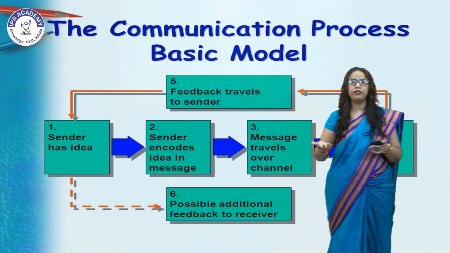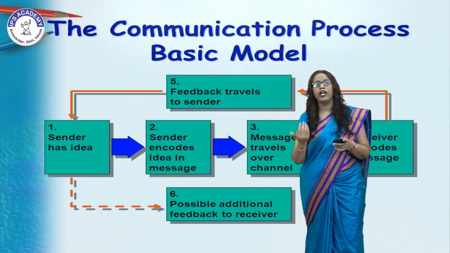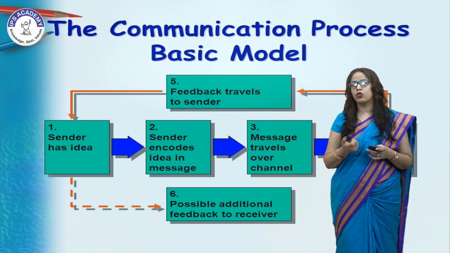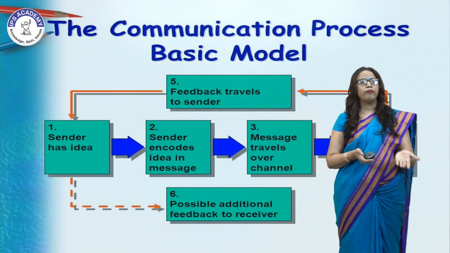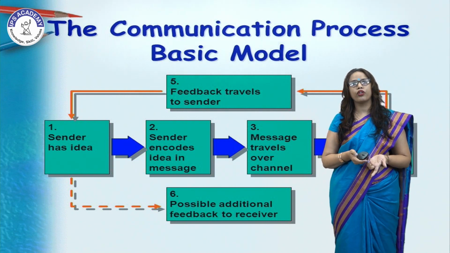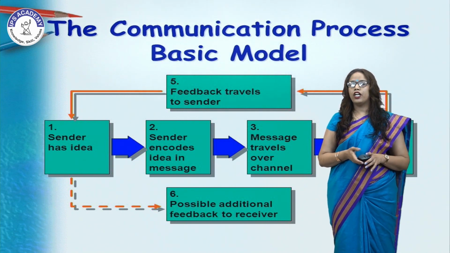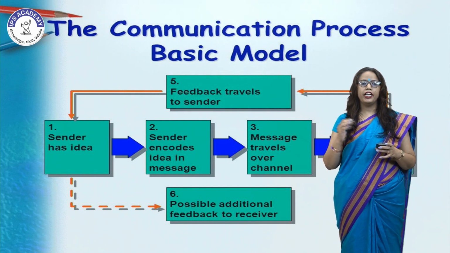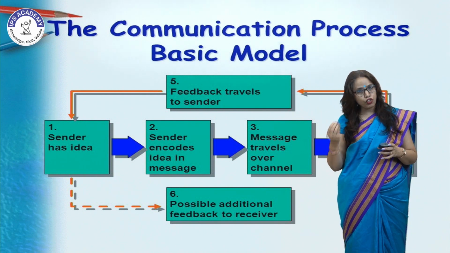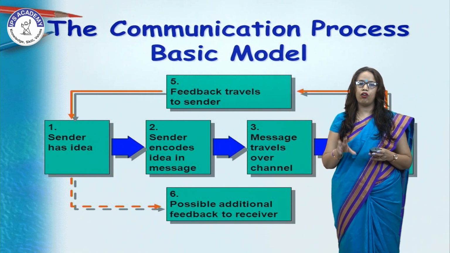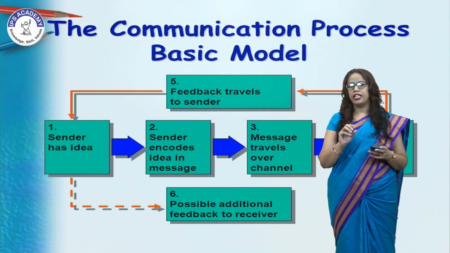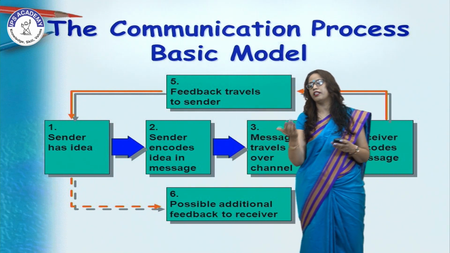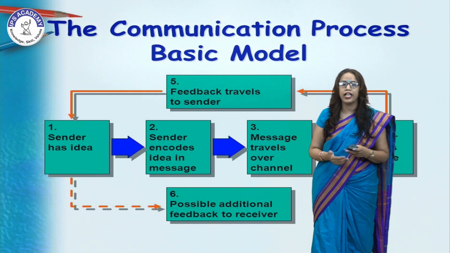For example, if I want to communicate something to my student, the encoding will be quite different. I'll be more casual, the words will be more casual. But when I have to convey the same message to my senior, the language will be more formal. So this is how encoding takes place. The third step is choosing the channel. We'll be discussing the importance of all these steps in the further slides.